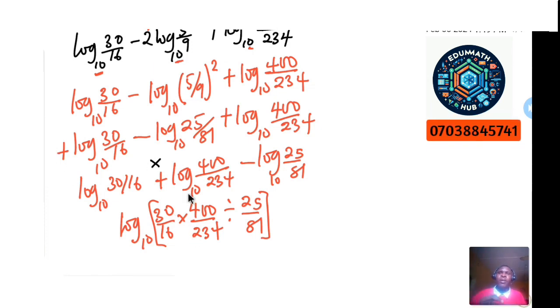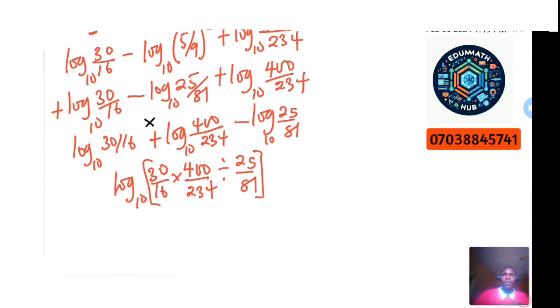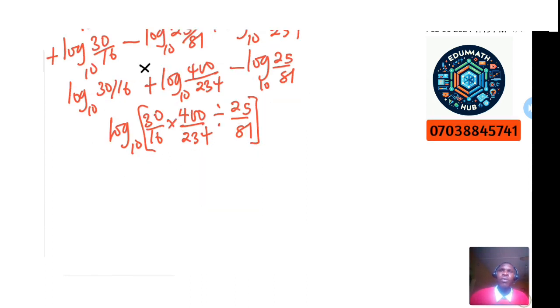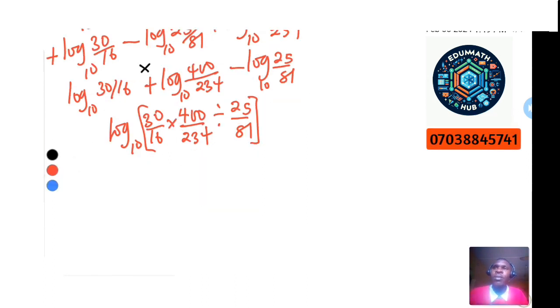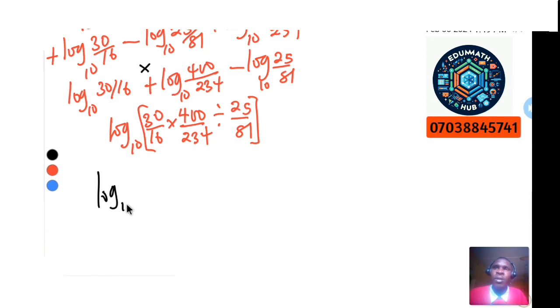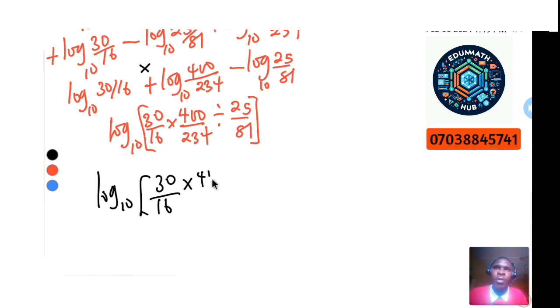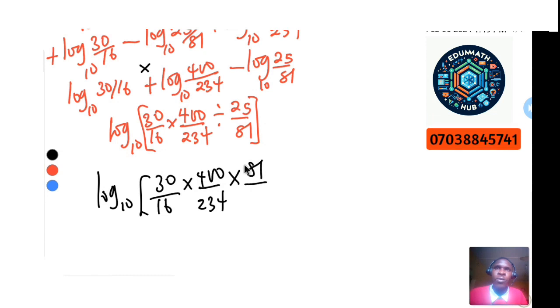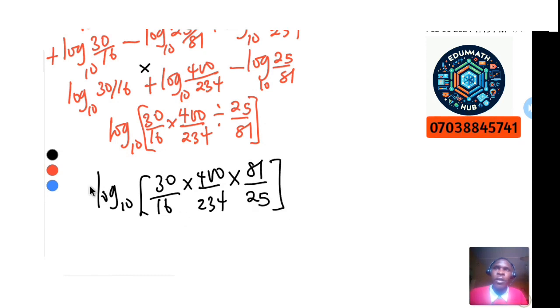Now from here you need to simplify it further by doing your division, and you have to be very careful when you're dividing so you don't make any mistake in the process. So you have log 10 of 30 over 16 times 400 over 234. This one becomes times, and swap this: 81 goes up, then 25 comes down. So you can start dividing now.